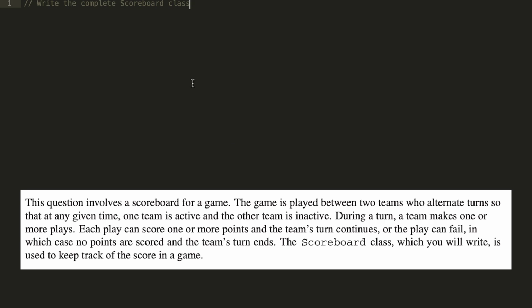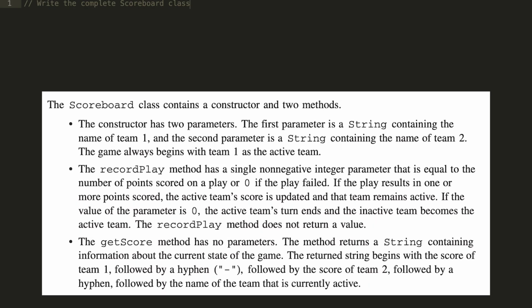What we're going to be writing in this problem is a class. This continues on, so the scoreboard class contains a constructor and two methods. The constructor has two parameters. The first parameter is a string containing the name of team 1, and the second parameter is a string containing the name of team 2. The game always begins with team 1 as the active team.